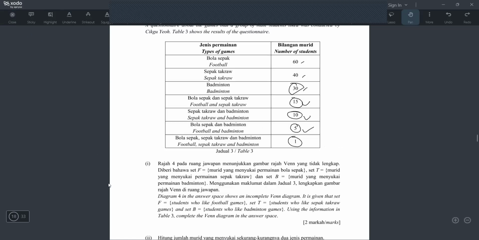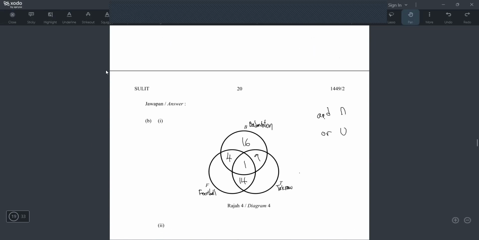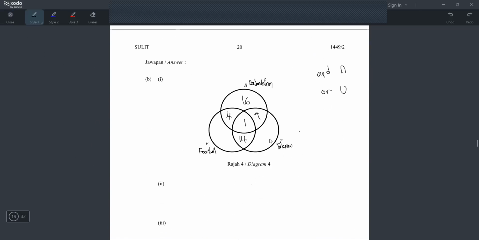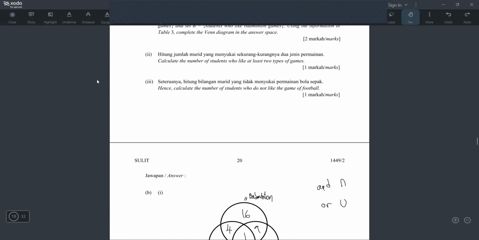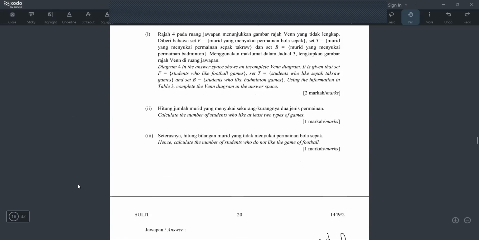Okay, what about the next one? The next one is takraw 40. Okay, takraw 40. Where is takraw? I already said 40 is not here. It's here plus here plus here plus here. So you have to take 40 minus these three numbers. So 40 minus 15 minus 9. Okay, got 16. Is it 40? I forgot already. Yeah, 40, right? So 40 minus 1 minus 9. Okay, correct. Okay, next one.